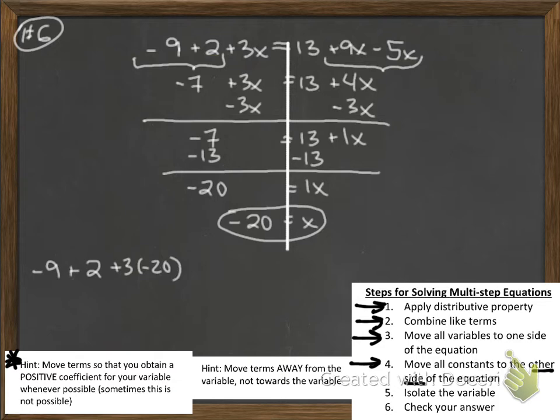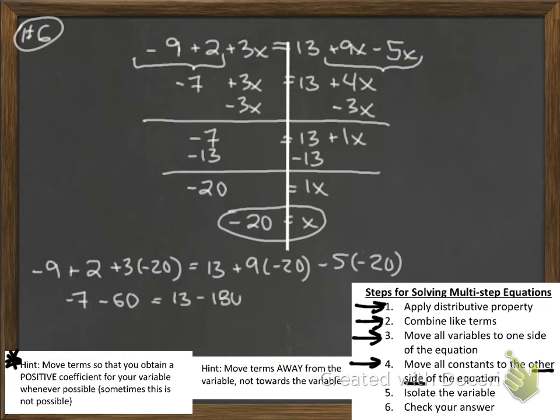Clean this up: negative 7 minus 60 equals 13 minus 180 plus 100, and you get negative 67 is equal to negative 67. So that checks out. Let's do one more example.